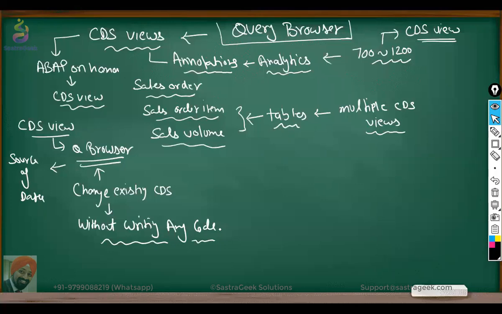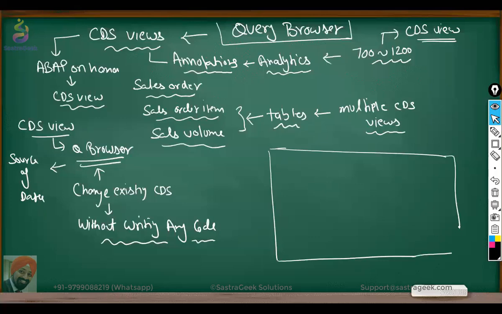Now, how the CDS view works is that once you select a CDS view, you can only use a single CDS view. You would not be able to combine multiple CDS views from the query browser. If multiple CDS views need to be combined together to generate reporting, you need to get it done through your ABAP on HANA consultant.